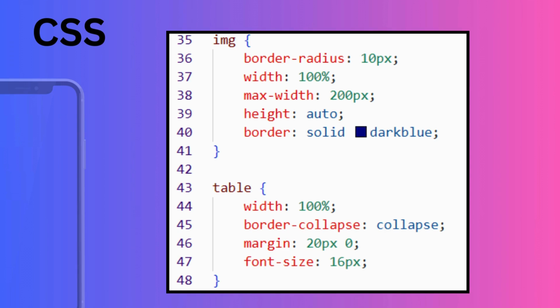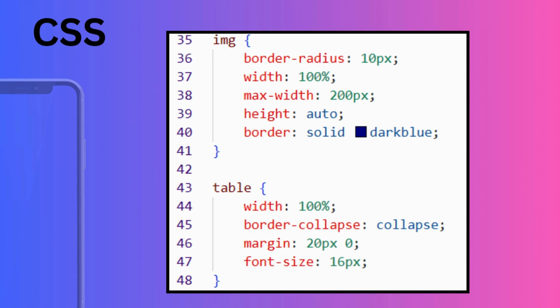Okay, in the image you can see it in the portfolio too. After that, you can see I'm adding the table. The width will be 100. The border collapse will be collapsed. Okay, so after that, I'm adding the margin of 20 pixel 0. 20 pixel will be the up and below height, and the 0 pixel will be the right and left side of the website.